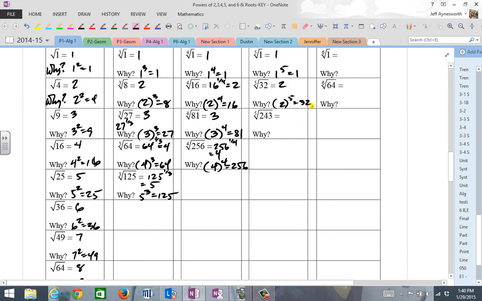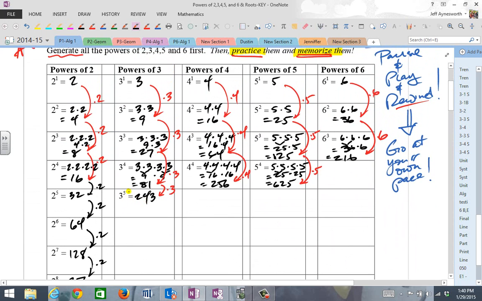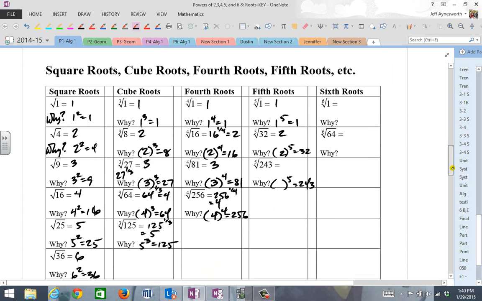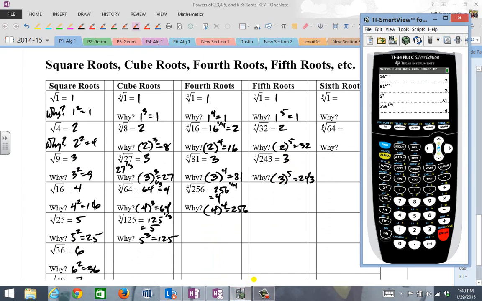What number raised to the fifth power gives you 243? Well, I know 243 is a power of 3. It's right here. 3 to the fifth equals 243. So the fifth root of 243 gives you back 3. It's the inverse operation here. So the answer's got to be 3. Let's check it. 243 raised to the 1/5 power. Okay, that's the fifth root, and that equals 3.